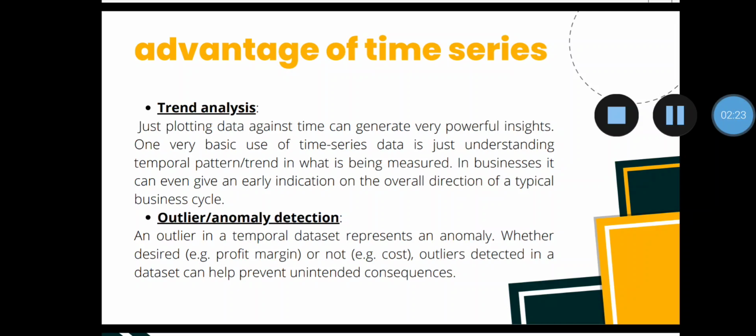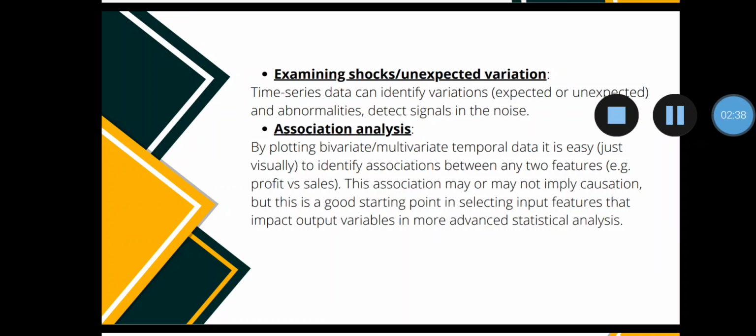Second one is the outlier anomaly detection. An outlier in a temporal dataset represents an anomaly. Whether desired or not, outliers detected in a dataset can help prevent unintended consequences. Third one is in examining shocks or unexpected variations. Time series data can identify variations, expected or unexpected, and anomalies. Detect signals in the noise.